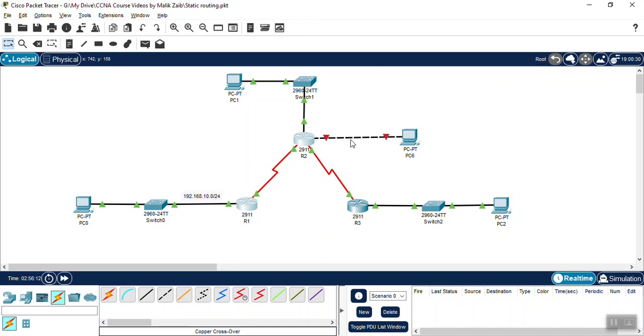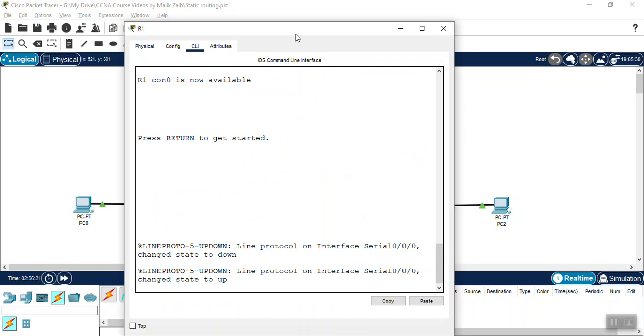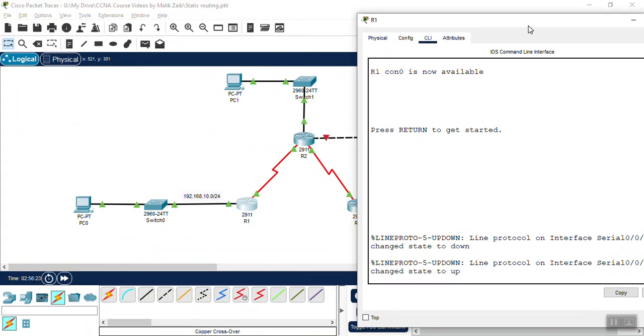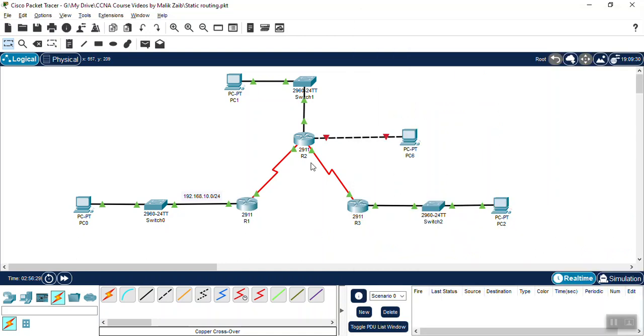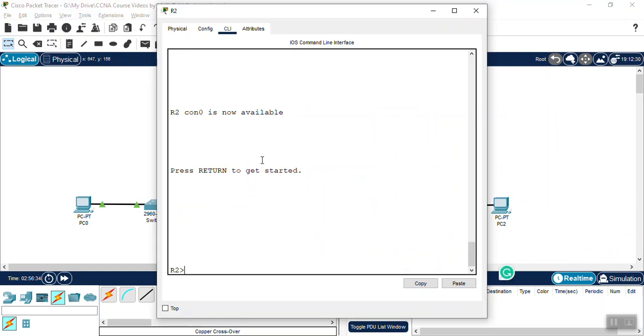So this network will be remote for R1. So we have to configure the static route in R1 about this network. Okay, so we will go to router 1 and we will configure the static route here. But before configuring the static route, we have to configure the IP addressing on this network. So we have taken gigabit interface gigabit 0/1.